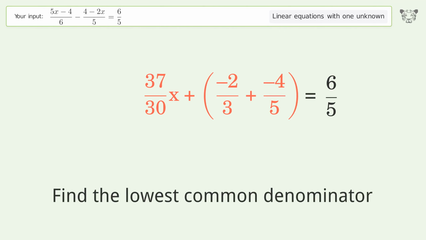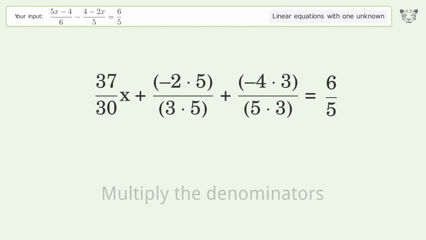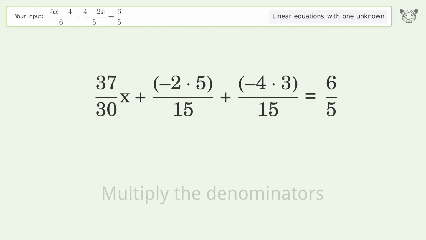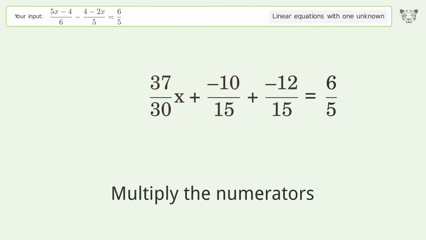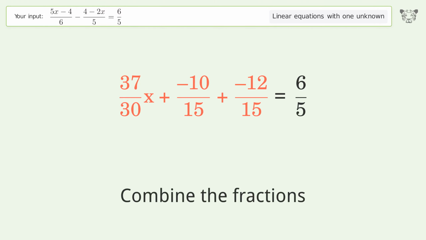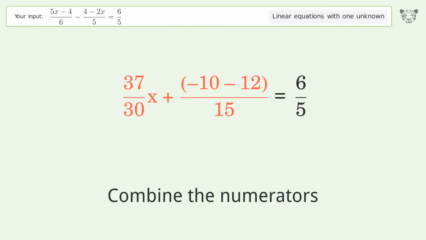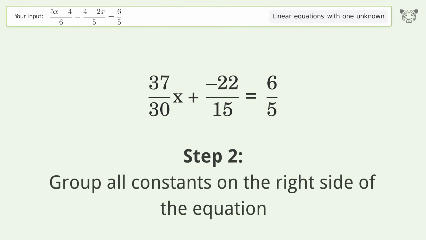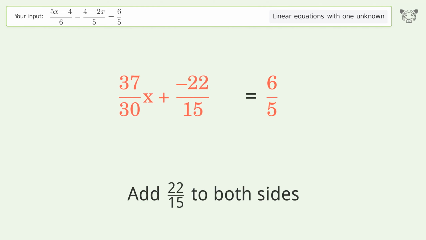Find the lowest common denominator. Multiply the denominators. Multiply the numerators. Combine the fractions. Combine the numerators. Group all constants on the right side of the equation. Add 22/15 to both sides.